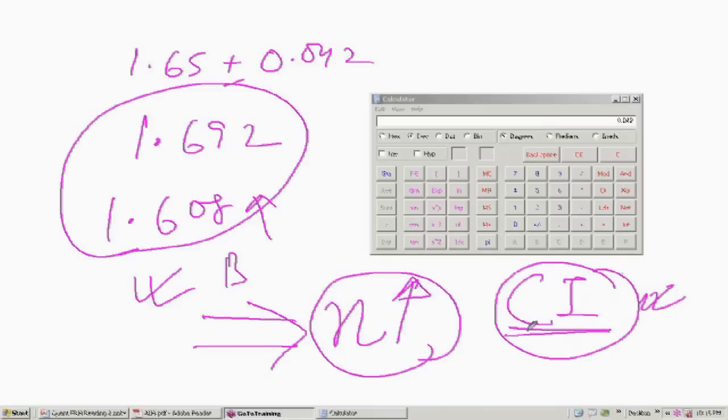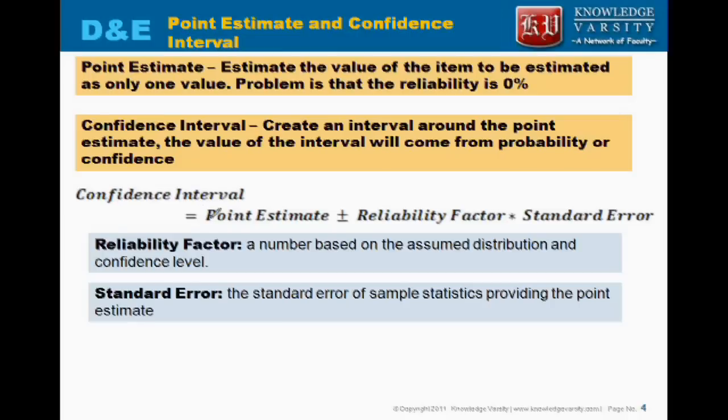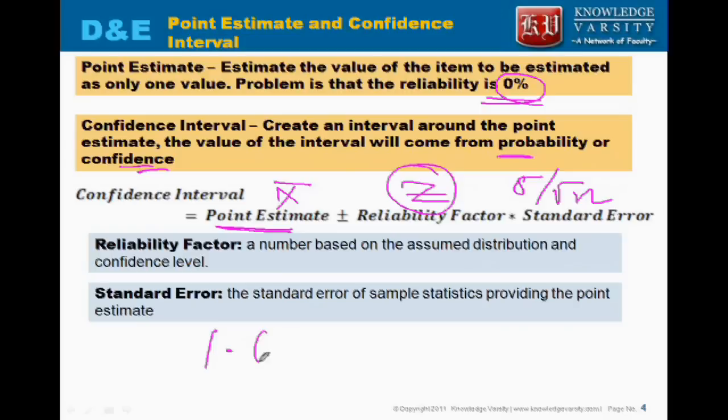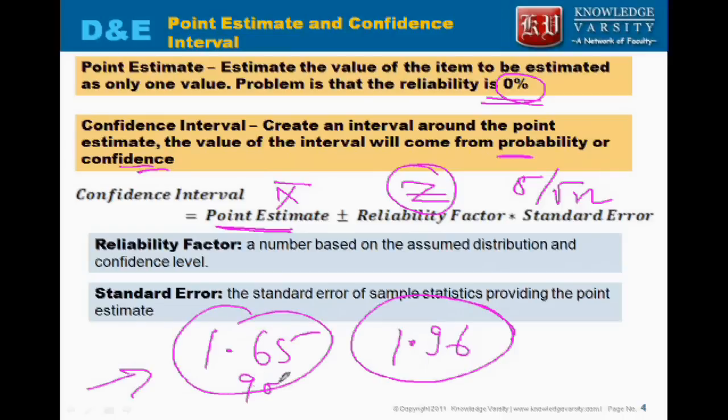So this is a method, and in the examination you might be asked to compute the confidence interval. The formula for the confidence interval is the point estimate, that is whatever you have estimated as the mean, the mean of the sample mean, plus minus the reliability factor z times the standard error, sigma by root n. The reliability factor creates an interval around the value and will come from the probability or confidence. So for this z value, you have to remember 1.65 and 1.96. These are the two you have to remember: 1.65 with 90% probability, 1.96 with 95% probability.